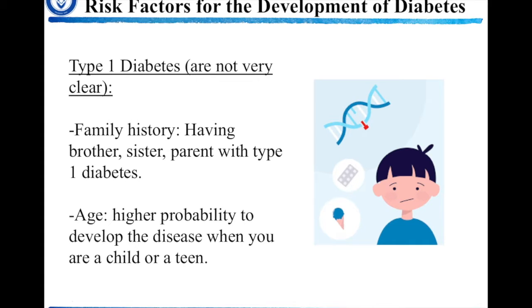The risk factors for the development of diabetes depend on the type of diabetes. For example, for diabetes type 1 they are not very clear, but it can be family history, such as having a brother, sister, or parent with type 1 diabetes, and age, because there is a higher probability for you to develop the disease when you are a child or a teen.